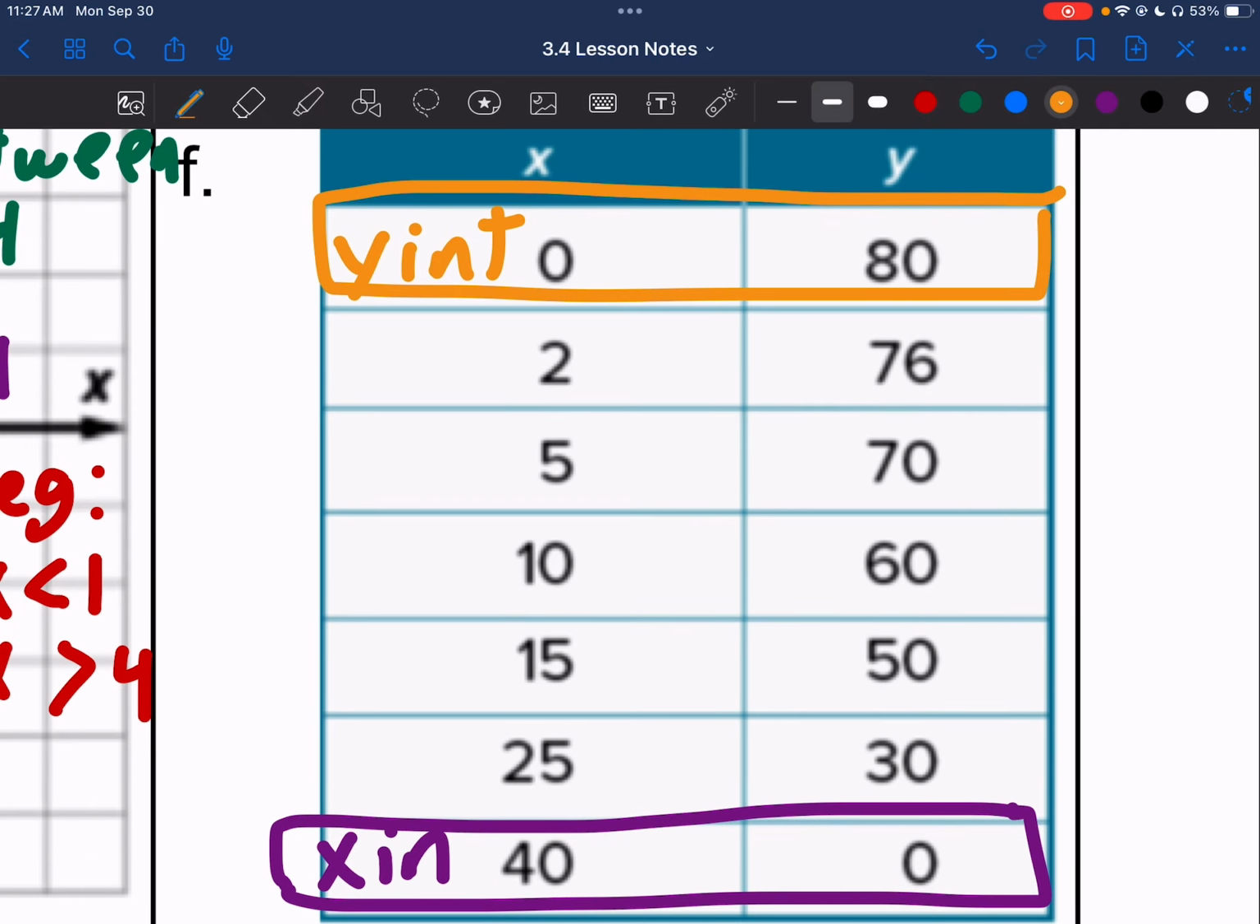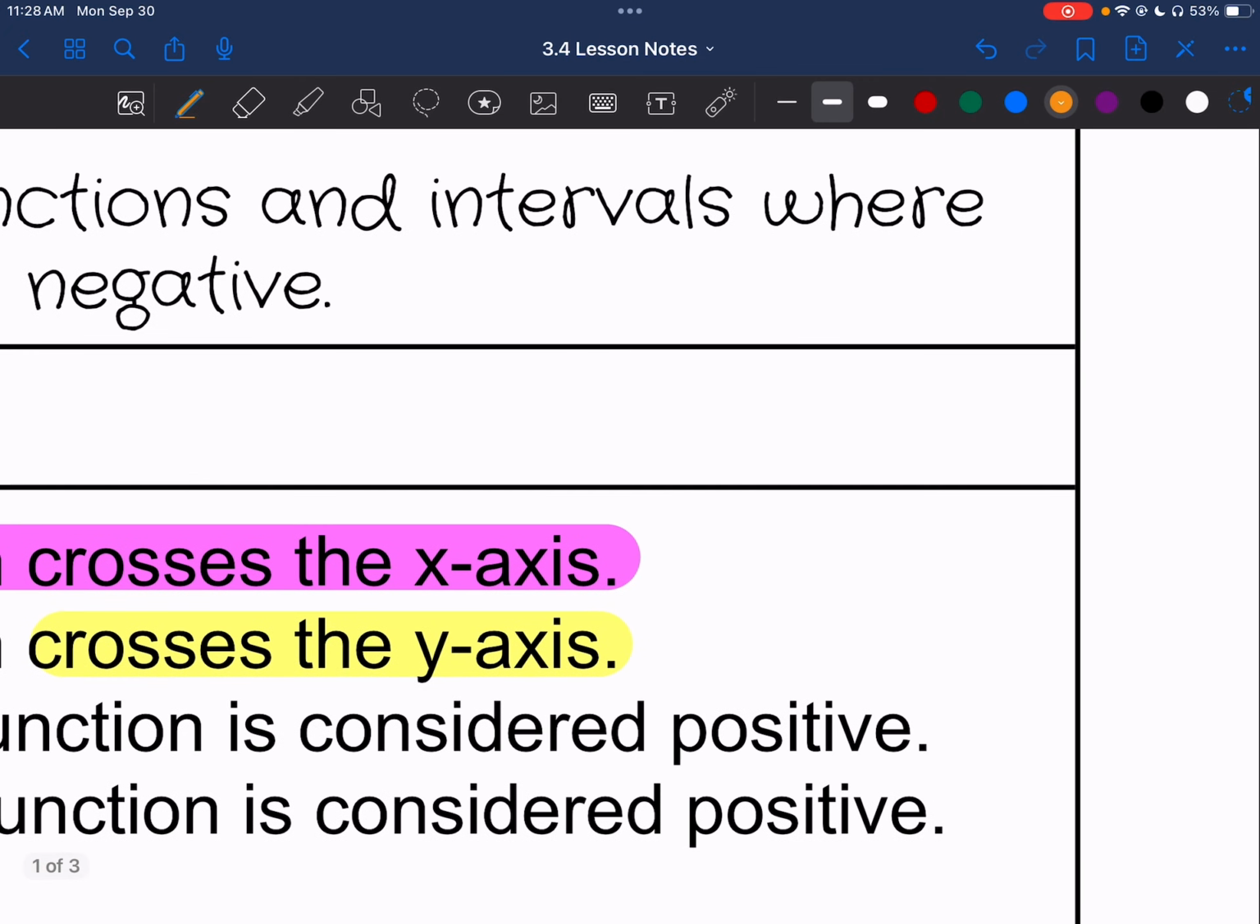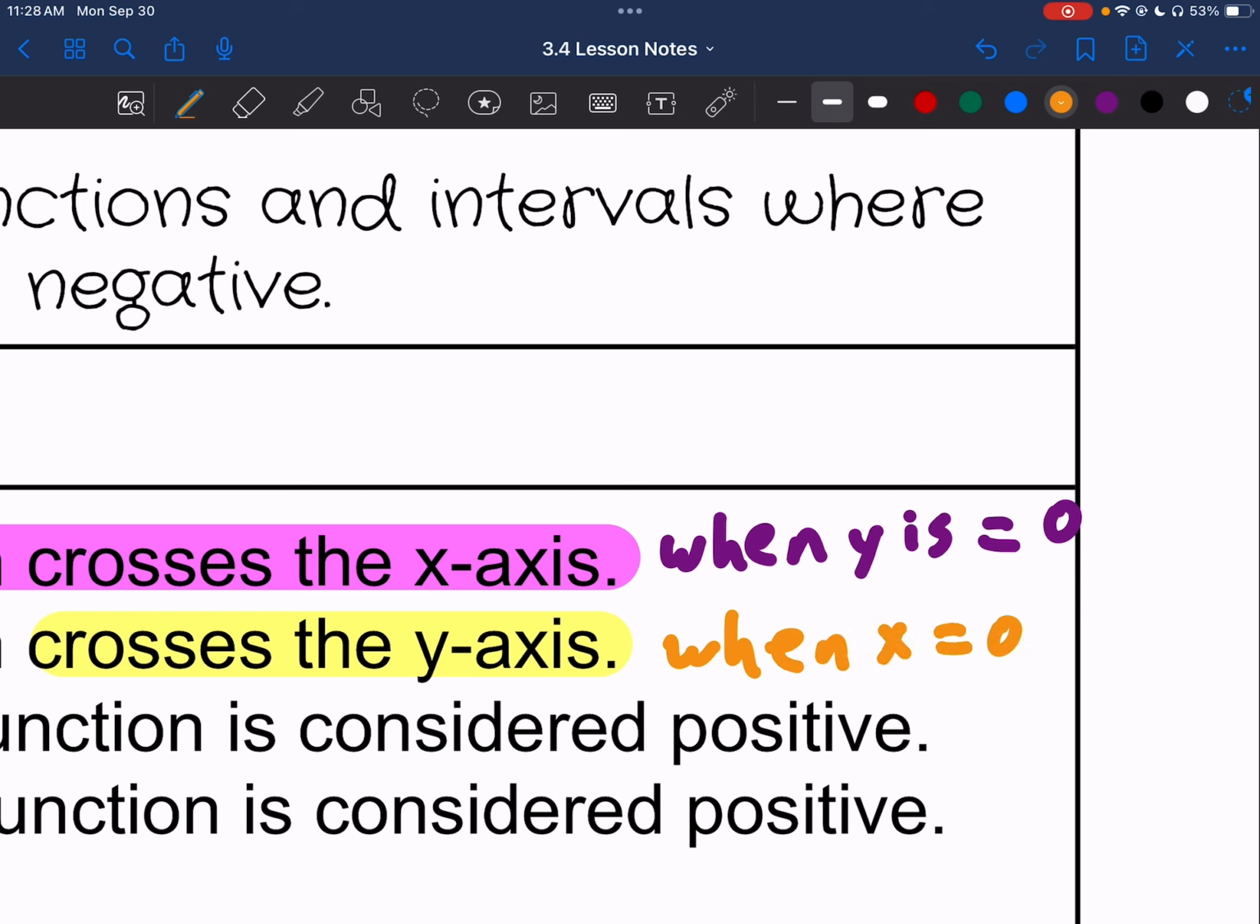So if we go back to the top of the page to our definitions, for the x-intercept, I want to add in when y is equal to 0. And my y-intercept is when x equals 0. So when we substitute, we are substituting 0 into the opposite variable in order to find the intercept. If we're trying to find our y-intercept, we put in 0 for x. When we're trying to find our x-intercept, we put in 0 for y.